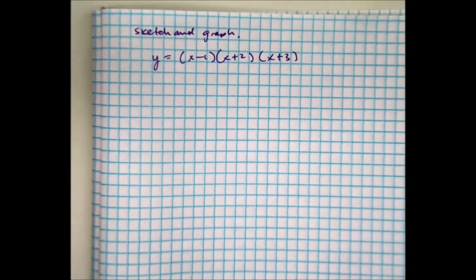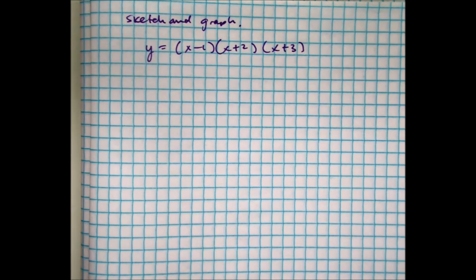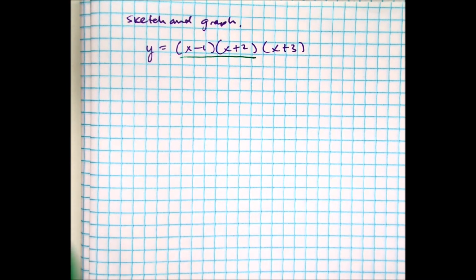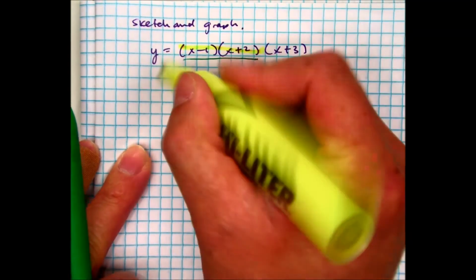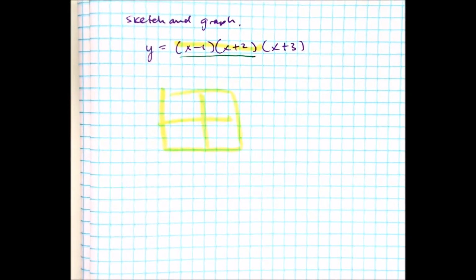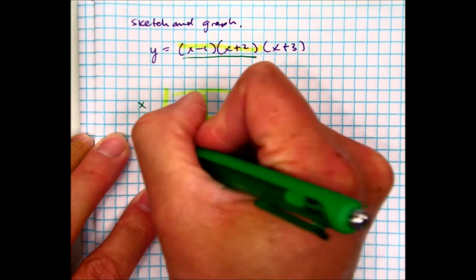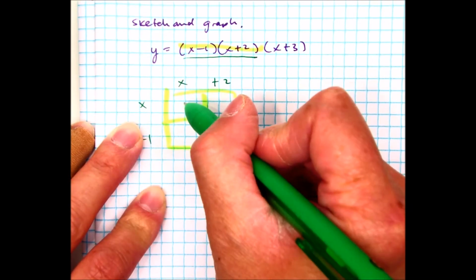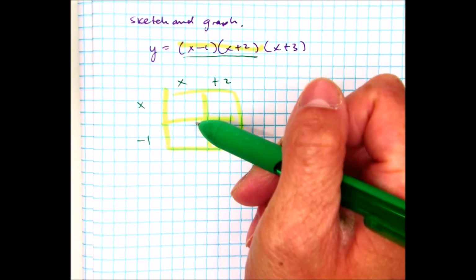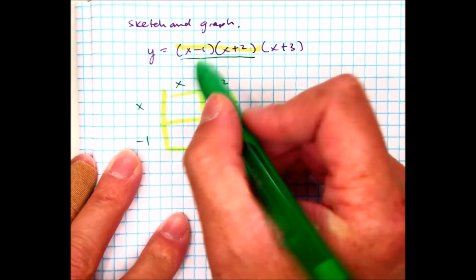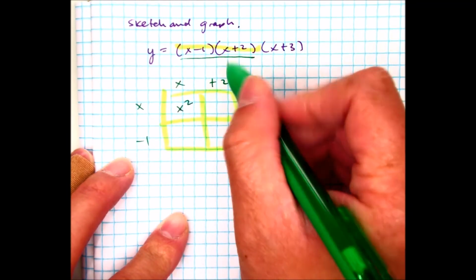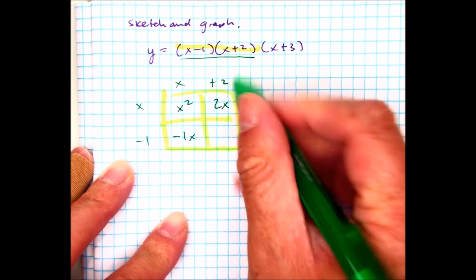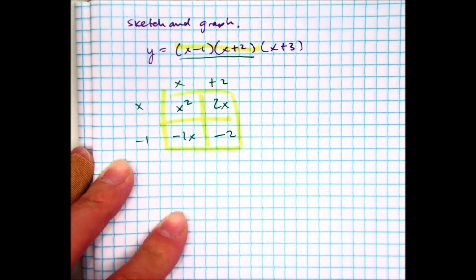Alright, so let's go ahead and, before we sketch and graph it, I did ask you guys to multiply. So let's go ahead and multiply these two: x minus 1, x plus 2. If I multiply those two, class, I get x times x is x squared. x times 2 is 2x. x times negative 1 is negative x. Negative 1 times 2 is negative 2. And then we're going to add.